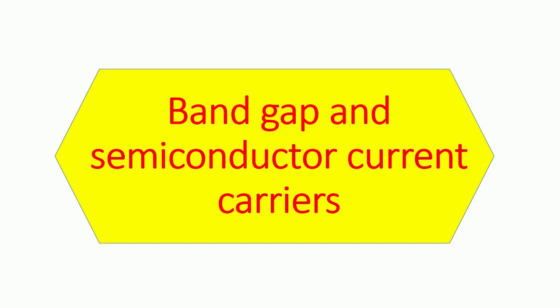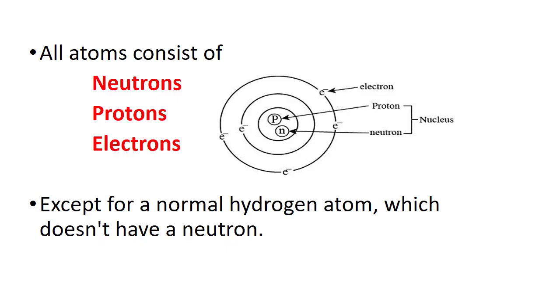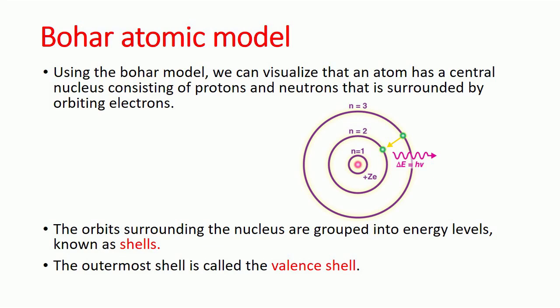We're going to talk about bandgap and semiconductor current carriers, which will help us understand how current is produced in a semiconductor. We'll remember that all atoms consist of neutrons, protons, and electrons, except for a normal hydrogen atom, which doesn't have a neutron. Using the Bohr model, we can visualize that an atom has a central nucleus consisting of protons and neutrons that is surrounded by orbiting electrons.